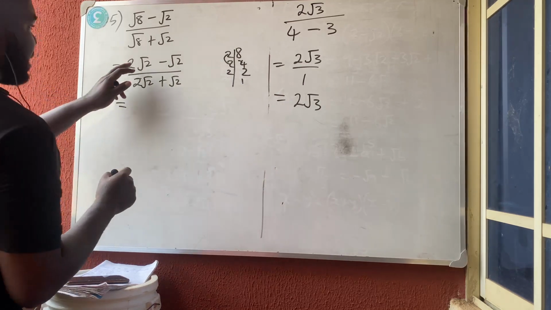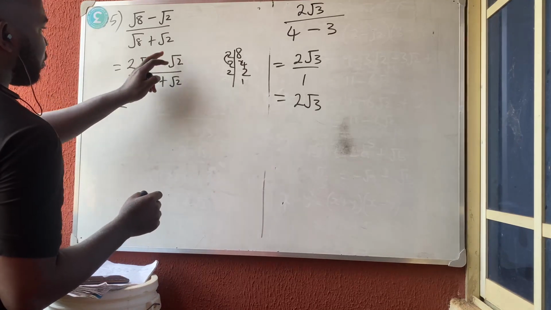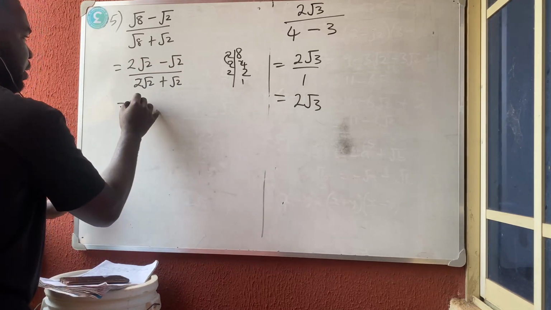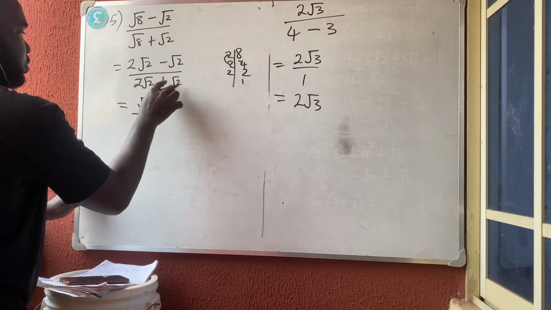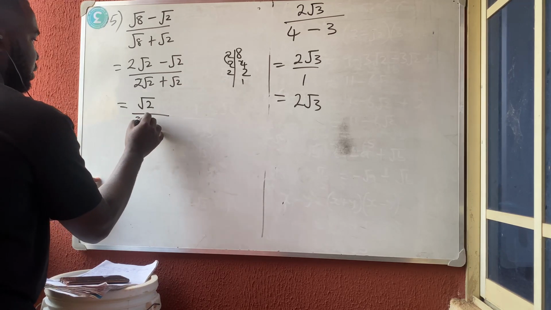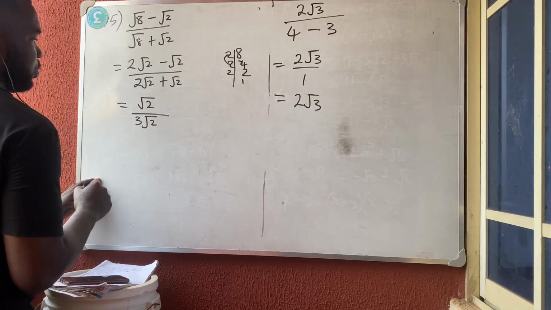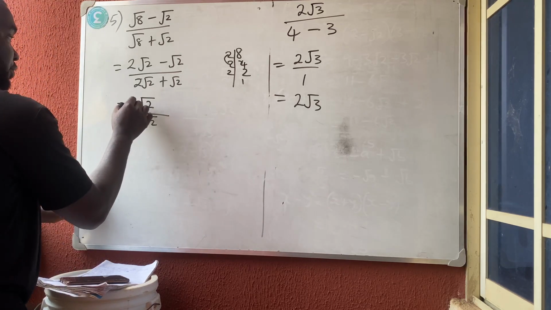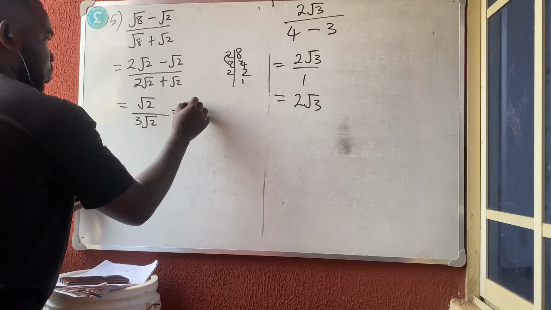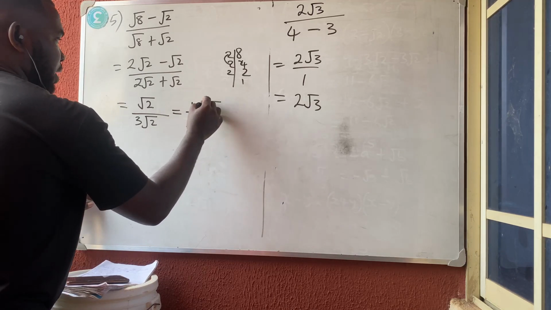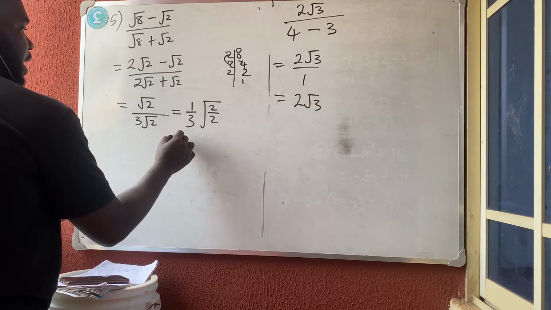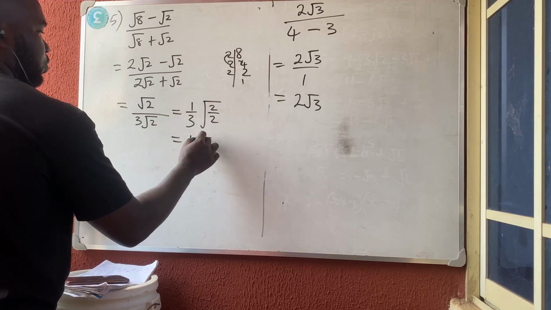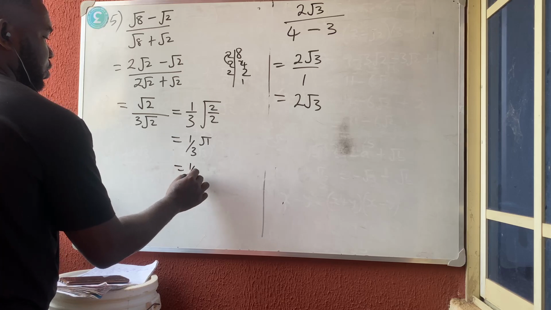Don't forget that they are like surds, so they can just simply add: 2 plus 2 minus 1. I'm having 1, but I cannot write 1 root 2. Instead, I'll write root 2 all over. 2 plus this will give you what? 3, 3 root 2. So what do we do? Remember, there's invisible 1 here. Remember in division, 1 will divide the 3, while these 2 will divide itself. So what do I have now? 1 over 3 root 1. And root 1 is 1, which is what? 1 over 3.